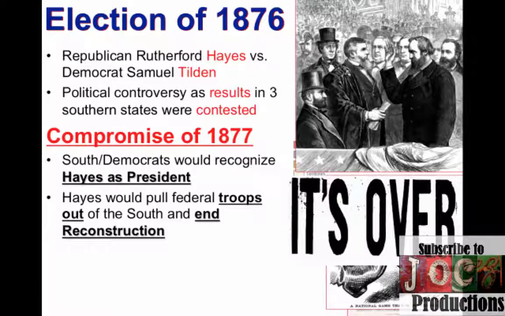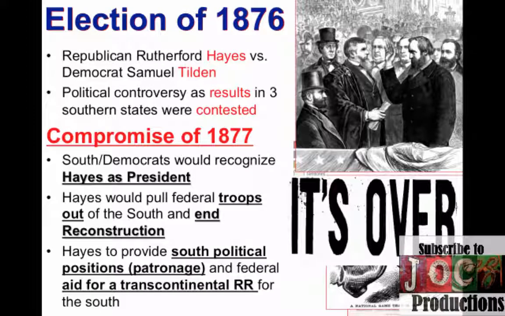It was already kind of slowing down. There were only federal troops in about two to three southern states, but he's going to pull them out and formally end the Reconstruction process. And then finally, Hayes, the Republicans need to provide the South with political positions, patronage, and federal aid for the building of a transcontinental railroad for the South through Texas.